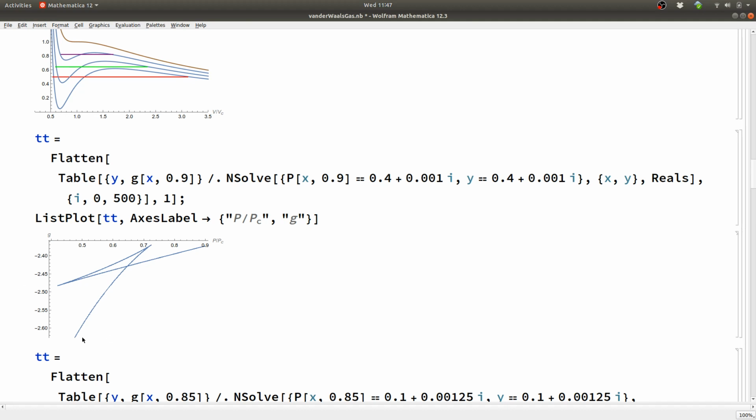Okay, so let's call this one G1. This line. There are three lines if you look carefully, right? This is G2, and then there is G3. And so the true Gibbs free energy is the minimum of these three at any point.